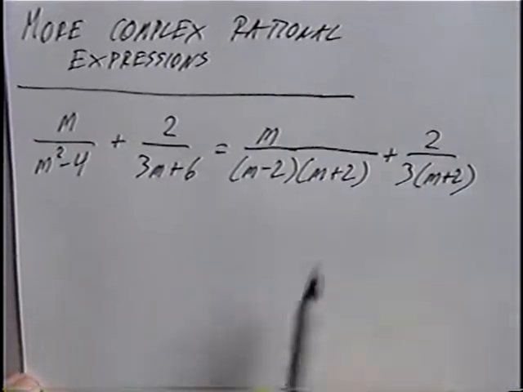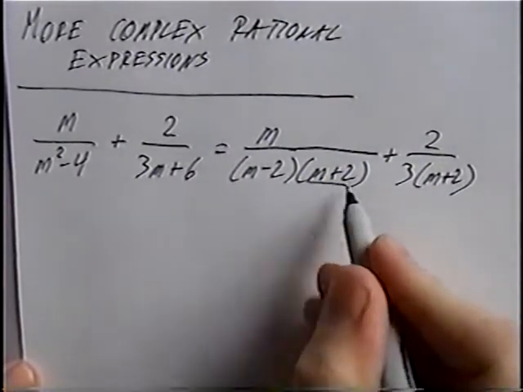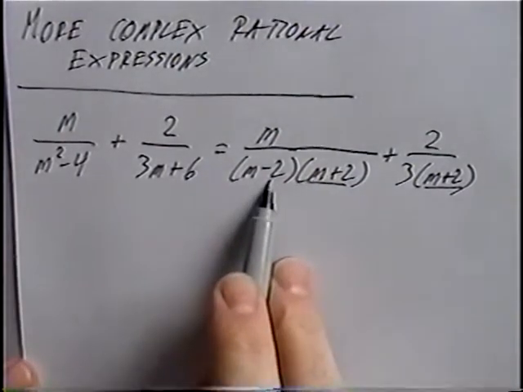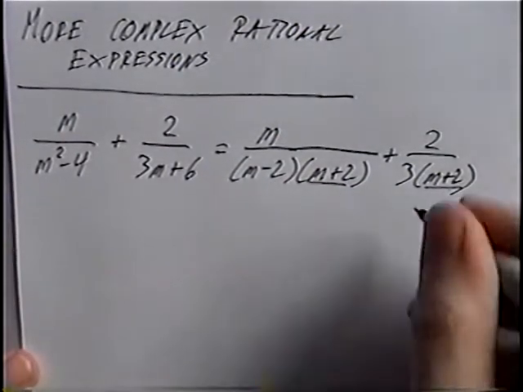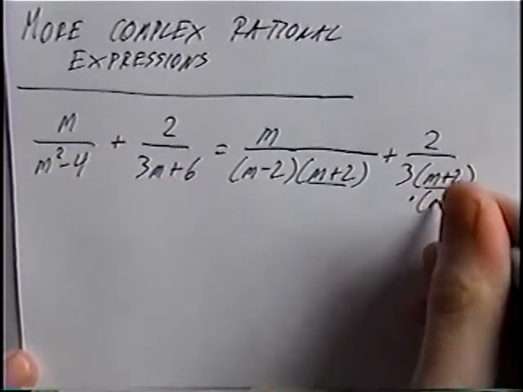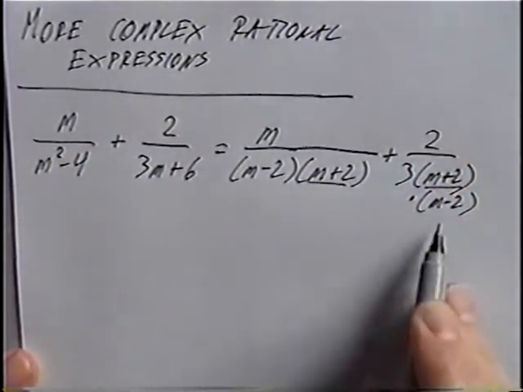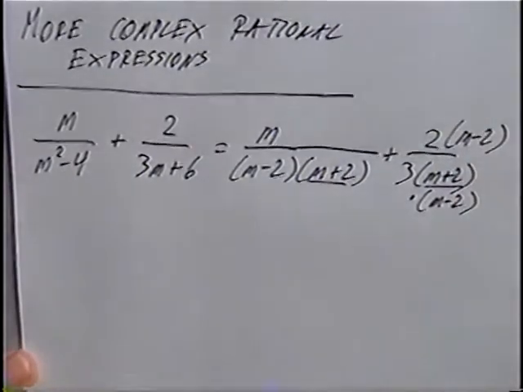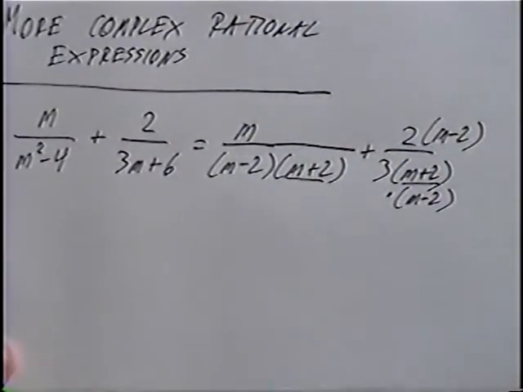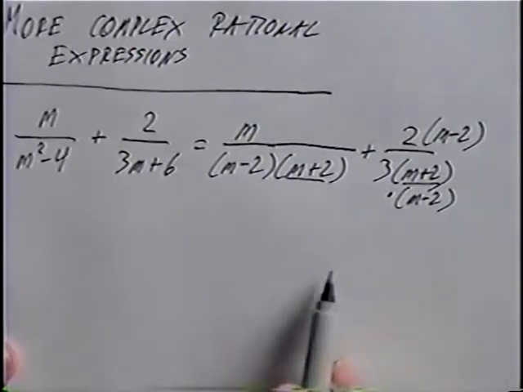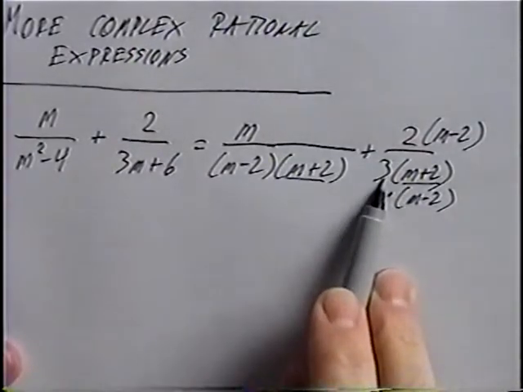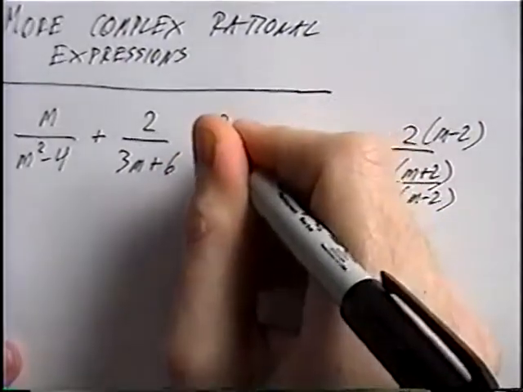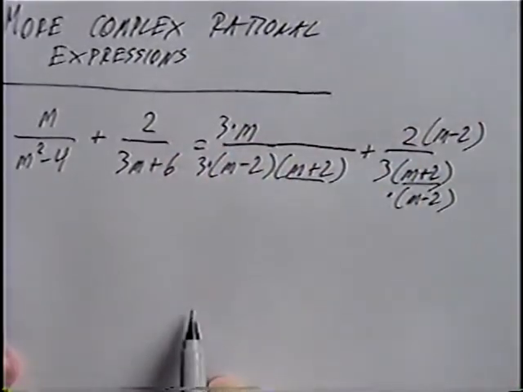Now if you look at the two fractions, they both have m plus 2 in common. The first fraction has an extra m minus 2, which means we have to multiply the second fraction by m minus 2 in the denominator and also the numerator. The second fraction has an extra 3. So again, we'll have to multiply the first fraction by 3 in the numerator and denominator.